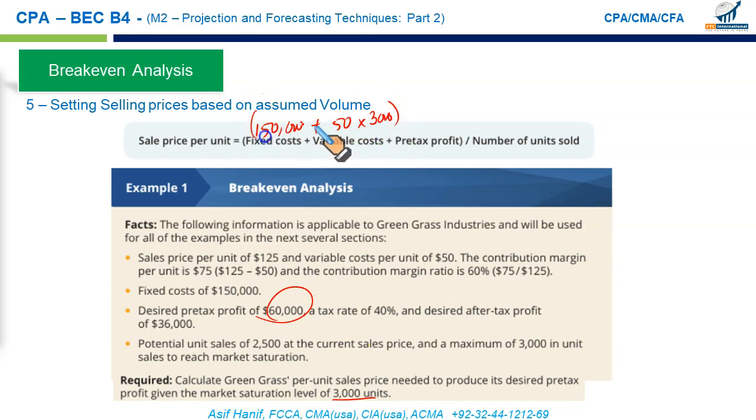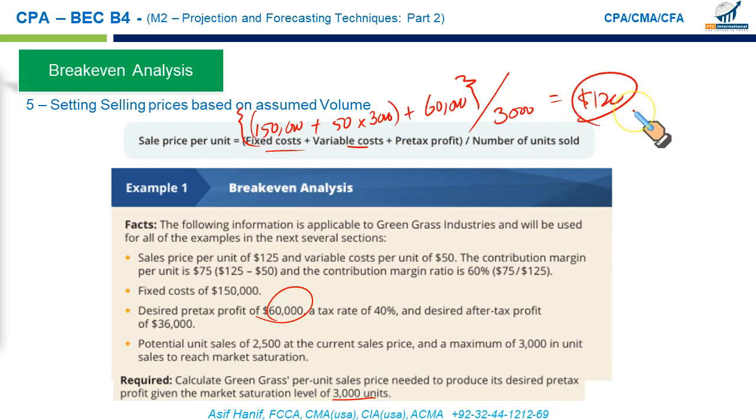That will give you the total fixed and variable cost. And we also need to generate a pre-tax profit of 60,000. Add this up. All these inputted. Now divide the numerator by the number of units to be sold, 3,000. And if you do, you will get $120. This is the selling price that will not only cover your fixed costs and variable costs, but will also generate a pre-tax operating profit of 60,000, right? So this is also a good usable formula.